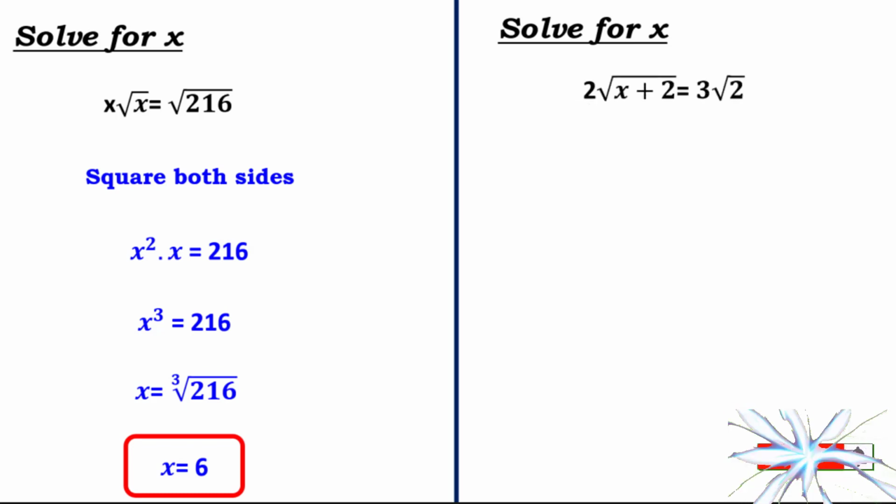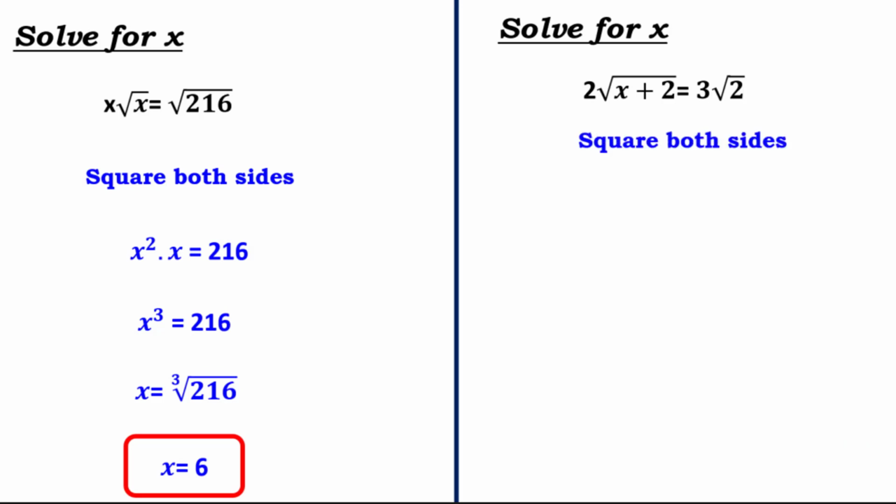Next, solve for x. 2 radical x plus 2 equals 3 root 2. To find the value of x here, square both sides. We will get 4 times x plus 2 equals the square of 3, which is 9, times 2. We will use here the distributive property to simplify this equation. Just 4 times x and 4 times 2. We will get 4x plus 8 equals 9 times 2 equals 18.